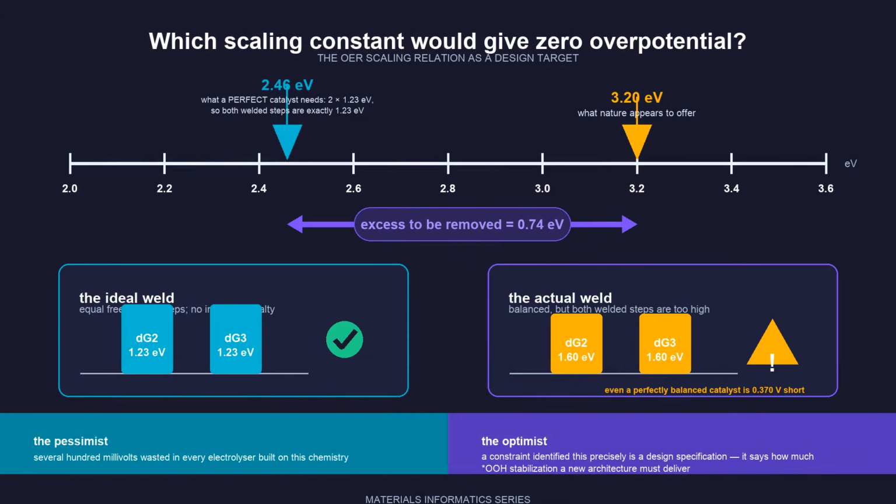The inverted question is the sharpest way to see the problem. A perfect catalyst needs the offset between the 2 singly bonded intermediates to be 2 times 1.23, that is 2.46 electron volts, so both welded steps can be exactly 1.23. Nature appears to offer roughly 3.2. The gap of about 0.74 electron volts is the entire problem of oxygen evolution catalysis, stated as one number, and it is a chemical target. Closing it means changing what the offset is, not how carefully a surface is optimized.